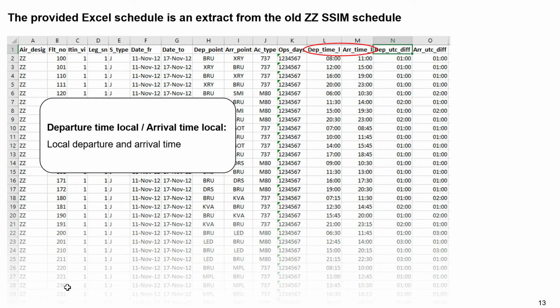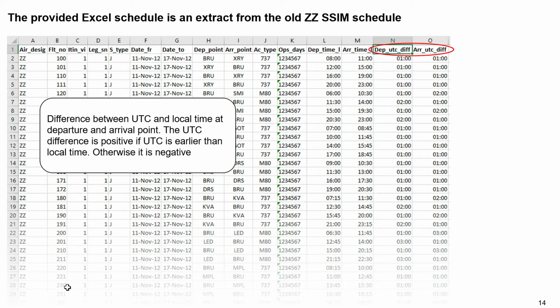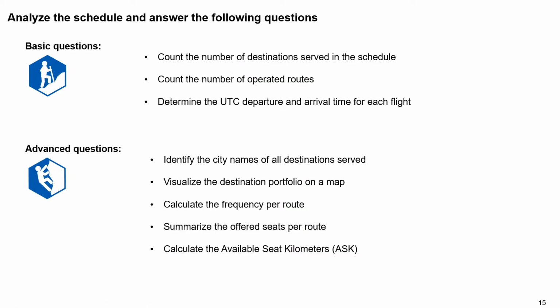Columns L and M inform us about the local departure and arrival time, and the last two columns specify the UTC differences for the arrival and departure point. If UTC time is earlier than local time, the UTC difference is positive. Otherwise, it's negative. Using this schedule data, we are answering the following questions.